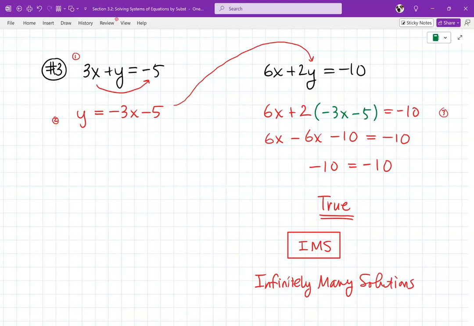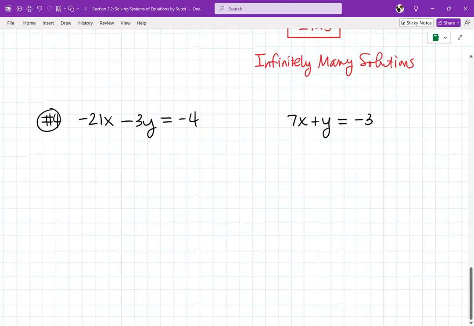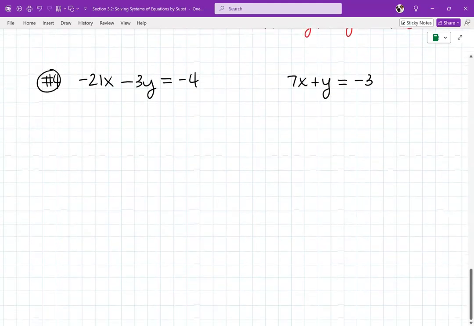Okay? So I did step 3, but notice I didn't do step 4 or step 5 because the problem broke down. All the variables disappeared, so now I have to make a call, true or false. If it's true, infinitely many solutions. What do you think happens if it's false? No solution, right? There'll be no solution. That means they're parallel lines. So let's check out question number 4. And that's going to happen with this one right here.